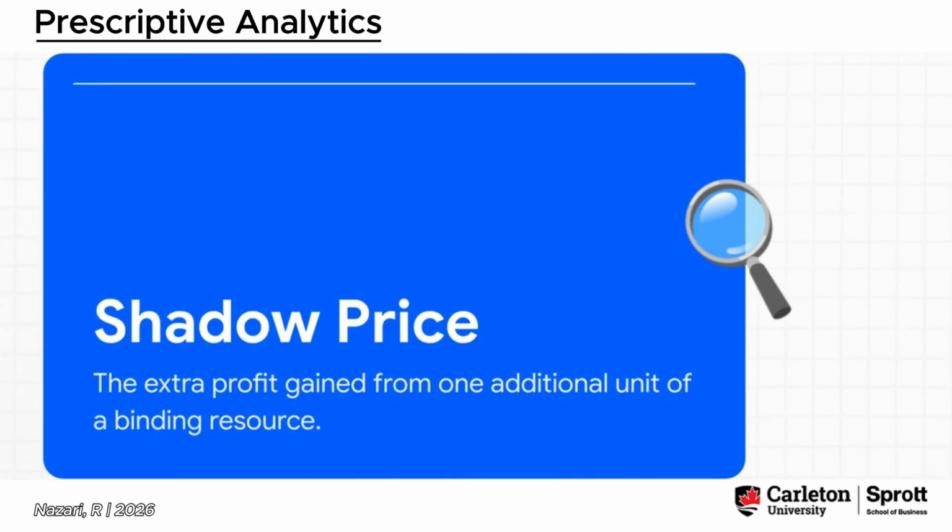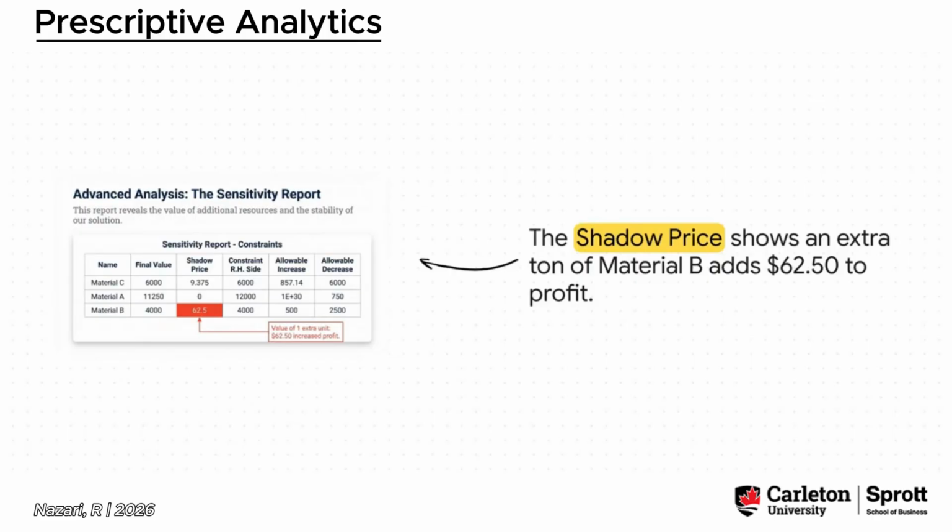Okay, now for a really powerful concept for making business decisions, the shadow price. Simply put, this tells you exactly how much extra profit you'd make if you could just get your hands on one more unit of a binding resource. It's the true hidden value of that scarce item. This is where things get really incredible. The sensitivity report reveals the shadow price for each of our resources.